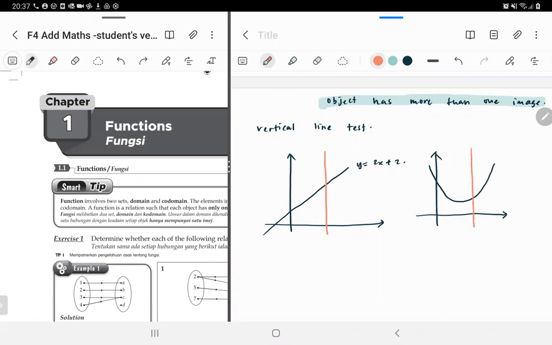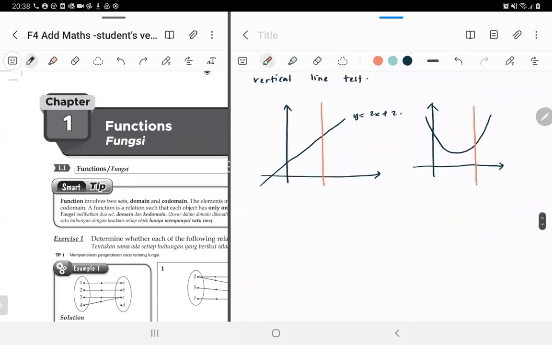Yes, so okay, because when we move around the vertical line, it always crosses the graph at only one point. Okay, so this is a function also. Okay, what if I have the graph like this?